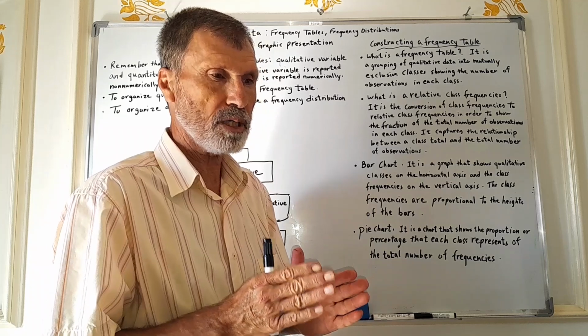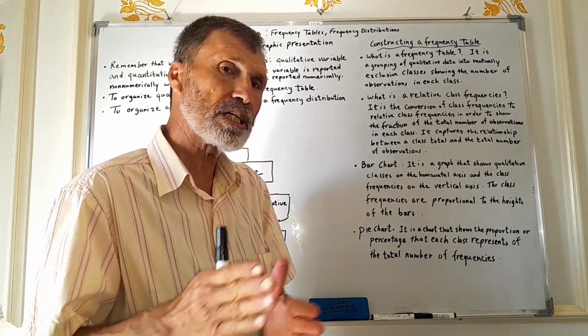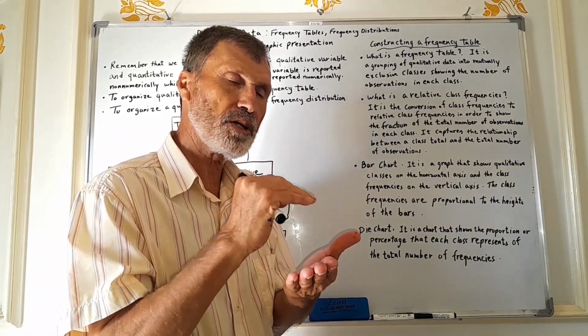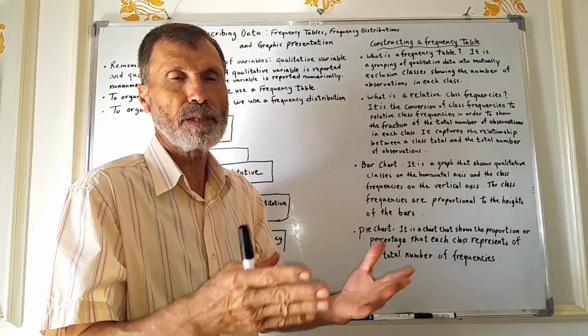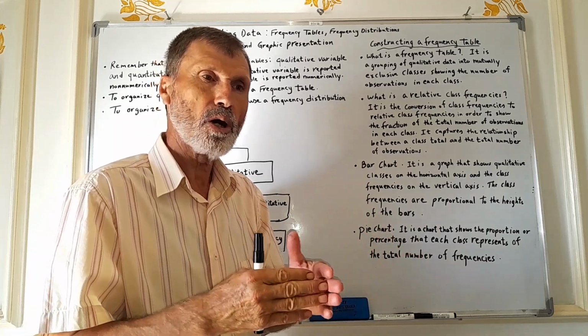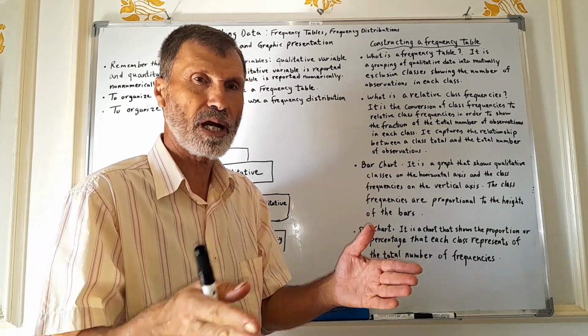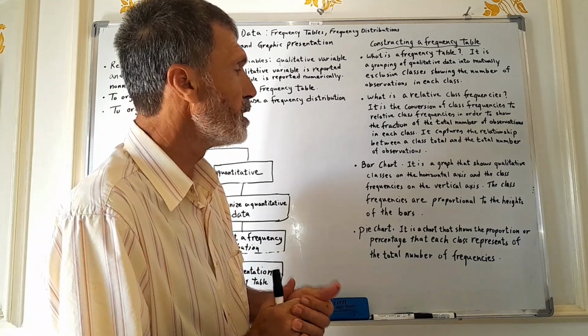So when we want to convert the class frequency into a relative class frequency, all we have to do is divide the number of observations in each class by the total number of observations, and we come up with a fraction. Or we can convert that into a percent by multiplying that fraction by 100, and we come up with the percent frequency numbers.